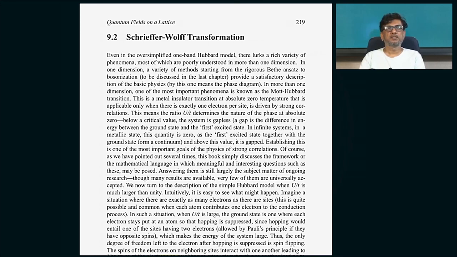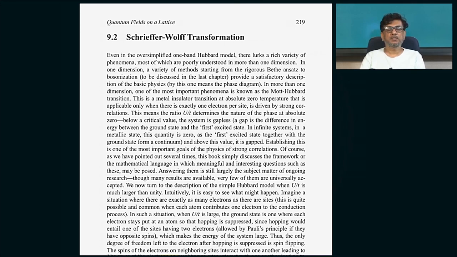So you have to hop around only at the expense of suffering a Coulomb repulsion. So that is the precise model that we are going to study. Okay. So, in this chapter, I have pointed out that even before you study the large repulsion limit of the Hubbard model, which I am going to study in this section, there are very basic issues related to the Hubbard model.